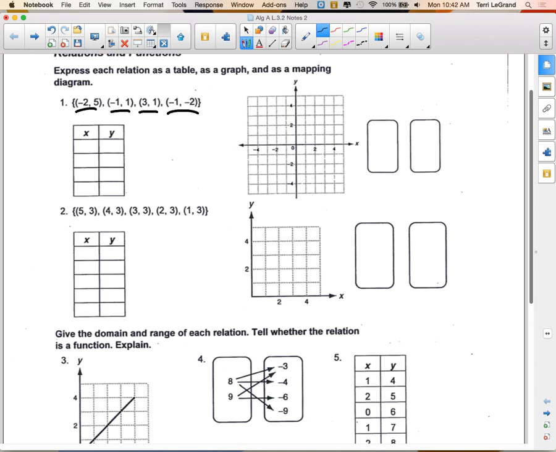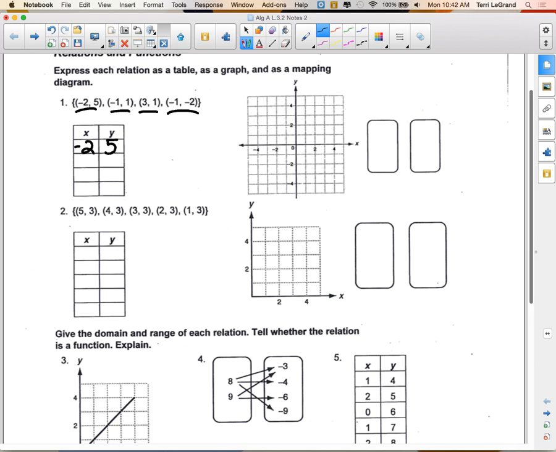So what's the first x value we should list in this table? What's the smallest of the x values? -2, -1, 3, and -1. Blake? -2. So -2 should be our first x value. And then we're going to put the y value that goes with it. We can't worry about order for the y values. We have to keep the relationship going. So -2 and 5 belong together, so they're going to stay together in the table.